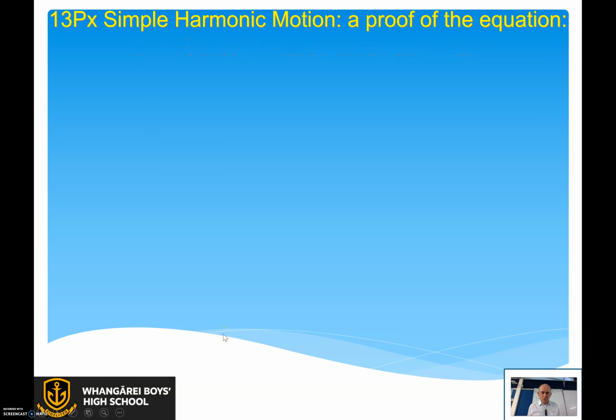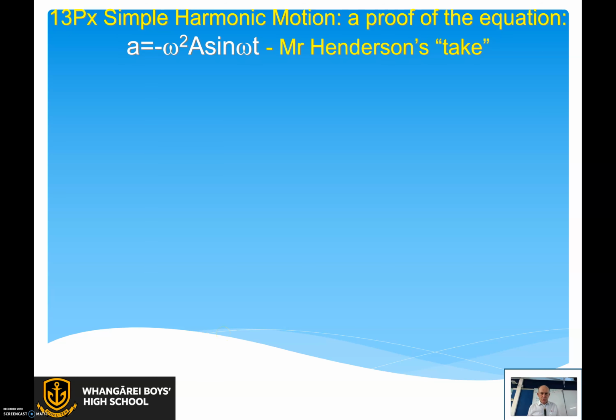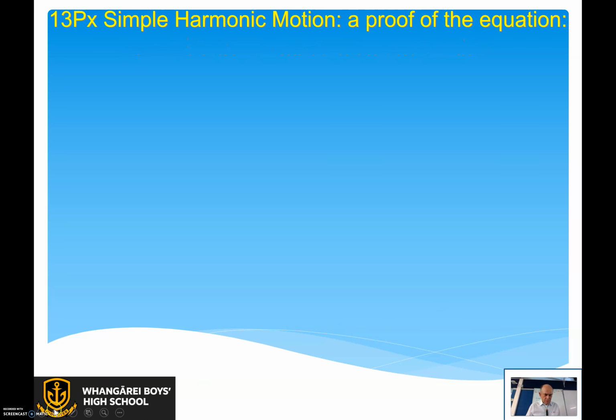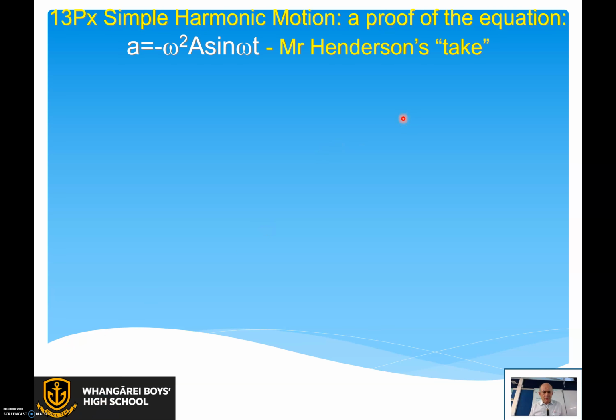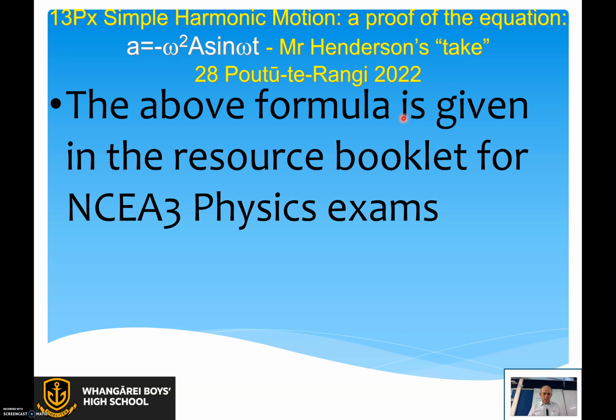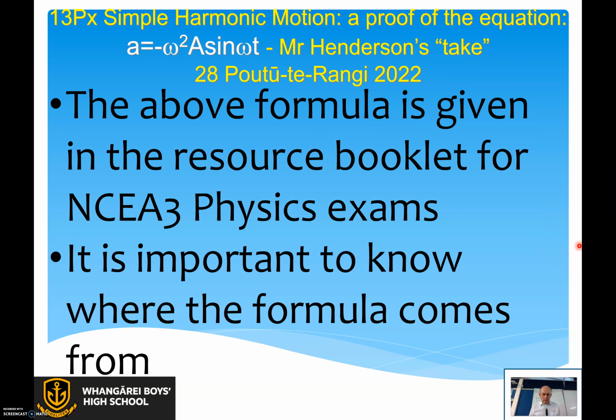The plan of attack is to look at a proof of this equation, which is given on the formula sheet. I'll just make myself a little pretend mouse pointer here. So that's the formula we want to prove, and I'm doing this on the 28th of March 2022. This formula is given in the resource booklet for NCEA 3 Physics, and it's not okay just to be given these things from on high and just believe in them. It's nice to know where they come from.